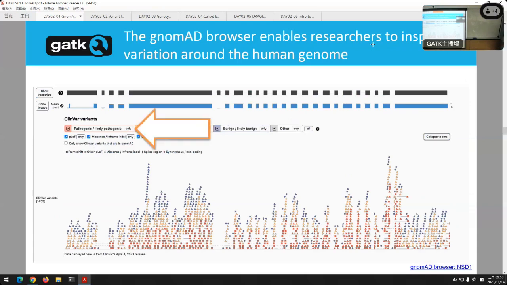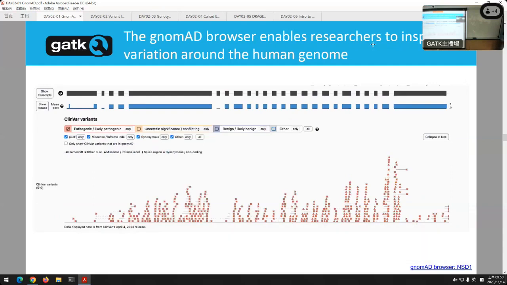And we can also toggle which ones we're interested in seeing. So if we click on this button that allows us to only see pathogenic or likely pathogenic variants from ClinVar, then we get to filter out and only see the variants in red that are pathogenic or likely pathogenic.